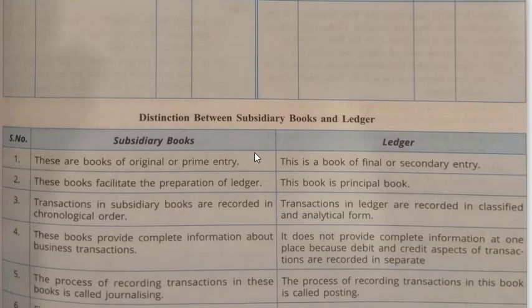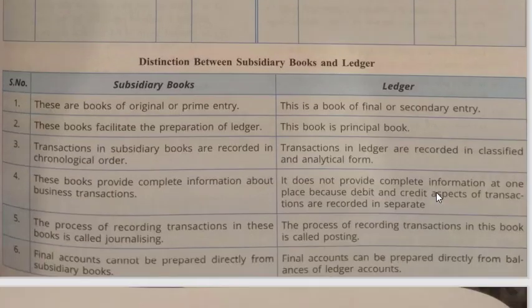Distinction between subsidiary books and ledger. Now subsidiary books are the books which we make separately to record journal entries which are frequently occurring in nature, like purchase book, sales book, cash book. So subsidiary books are the books of original or primary entry. As they are part of the journal book, these are the books of original or primary entry. And ledger is a book of final or secondary entry.